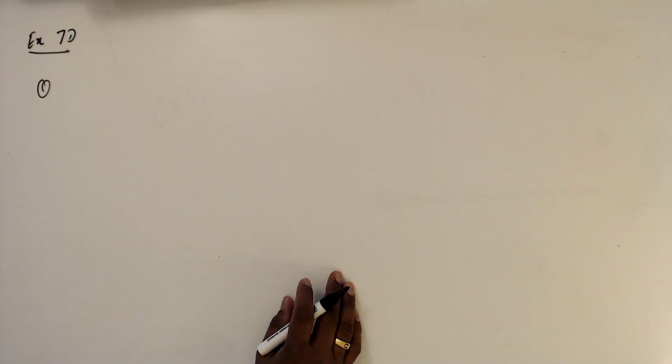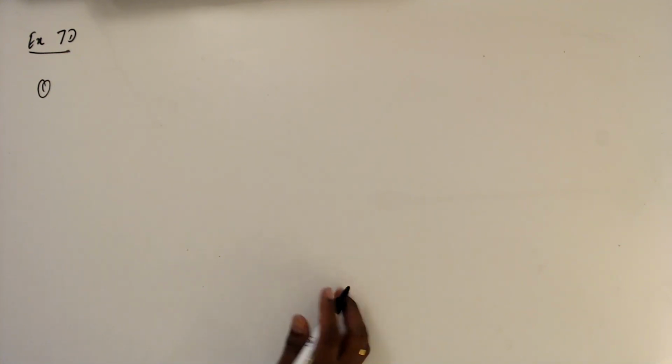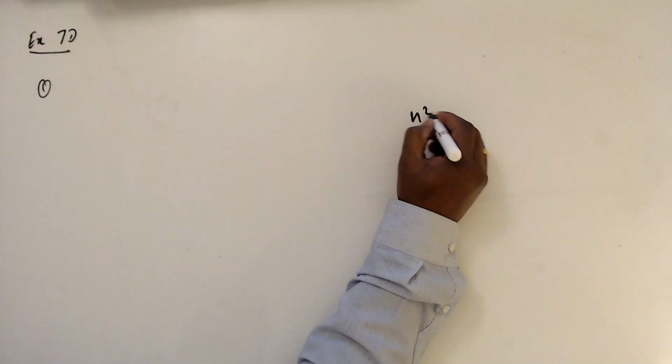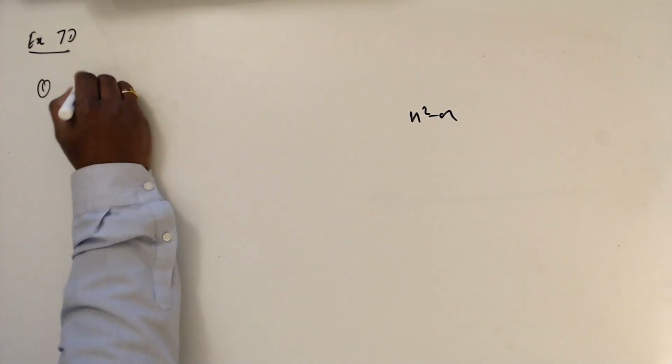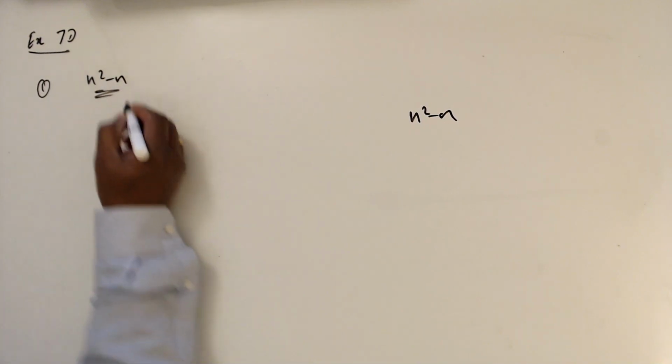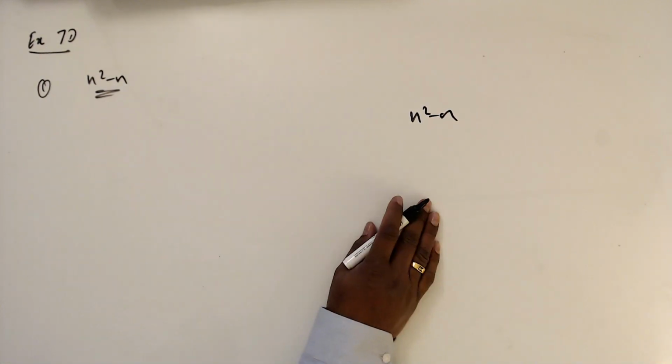Question number 1. Prove that n squared minus n is an even number for all values of n. So n squared minus n is an even number, we want to show, for all values of n.